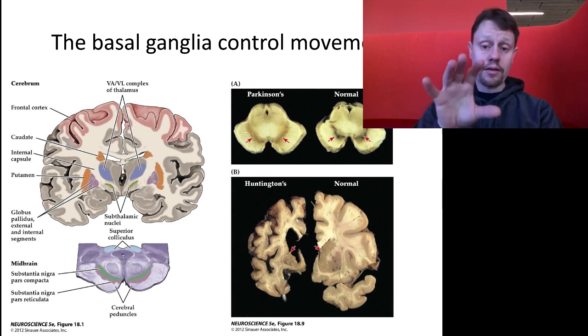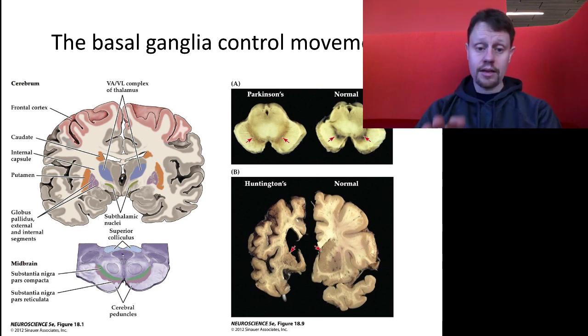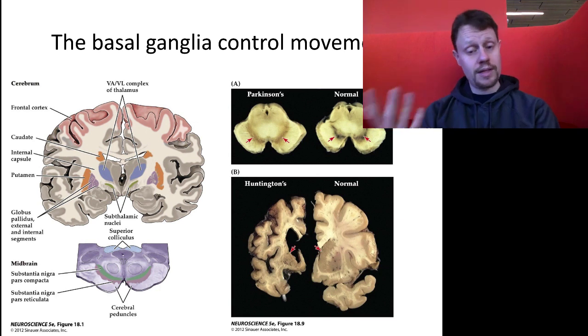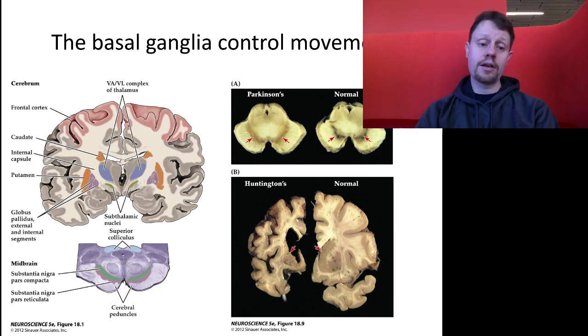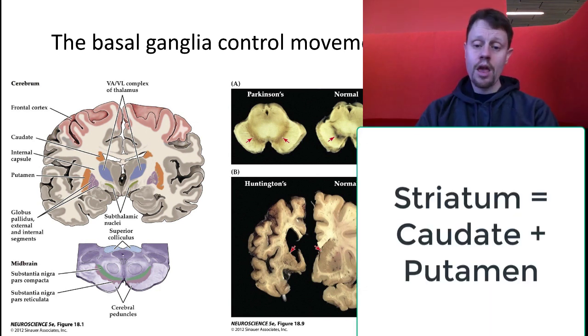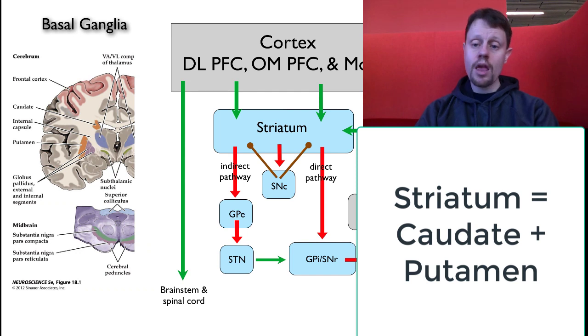There are a lot of different structures within the basal ganglia that we'll be talking about. The main one that we're going to be talking about for obsessive-compulsive disorder is an area called the striatum, which is, of course, because everything has two names, made up of something called the caudate plus the putamen. We're going to return and talk about Huntington's disease and Parkinson's disease a little bit later on in the semester.